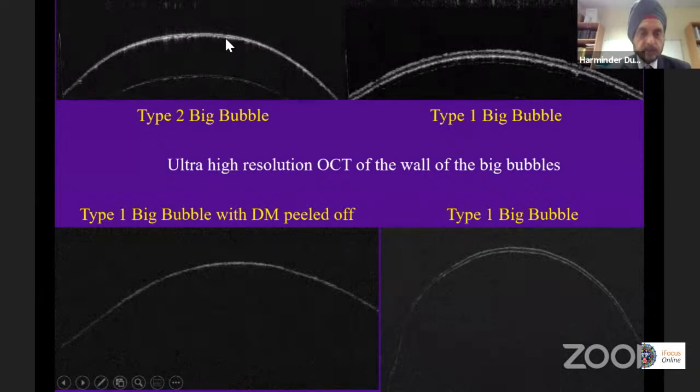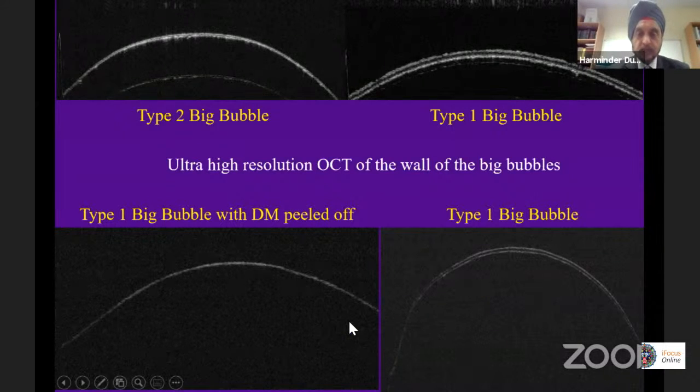So there's Descemet's membrane. You might see 2 lines right over there, very close to each other, these 2 parallel lines. This one is a type 1 bubble, and this is the pre-Descemet's layer, and that's the Descemet's membrane. Here again, the type 1 bubble, pre-Descemet's layer, Descemet's membrane. These are slightly higher resolution OCTs, and over here you can see it's a type 1 from which the Descemet's membrane has been peeled off. So you're not seeing that other line.